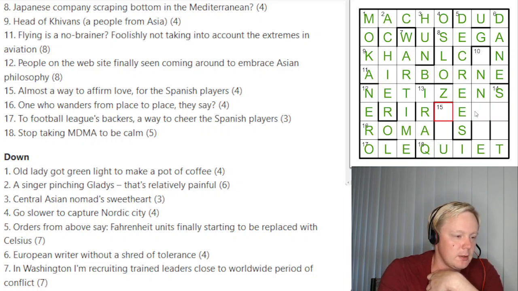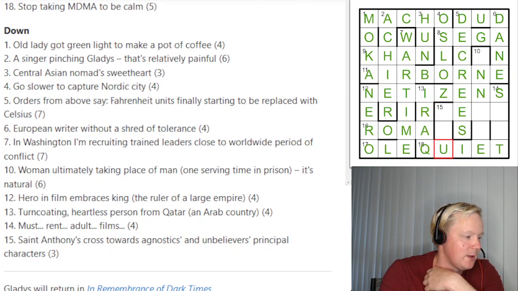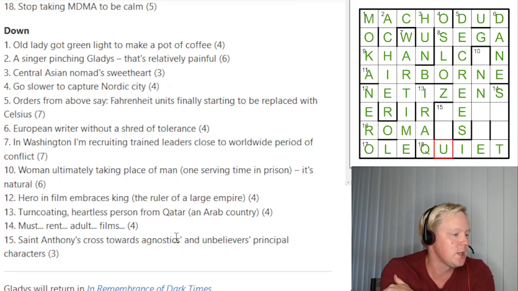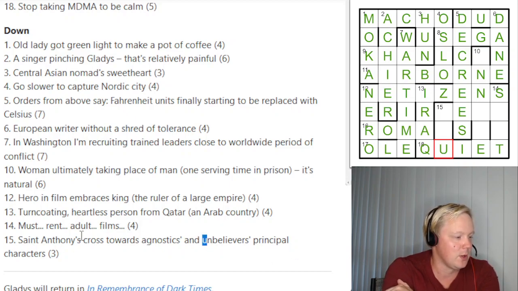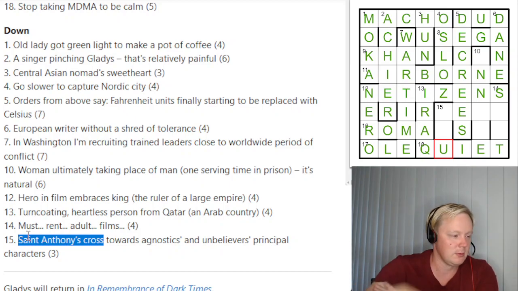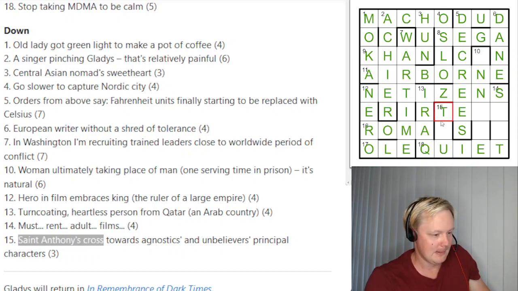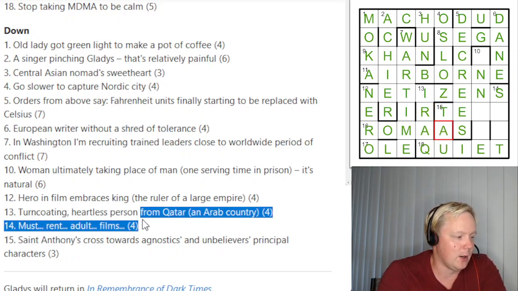We are going to come back to that because I don't remember what the answer is here. So this should be easier. This 15 down: Saint Anthony's cross towards agnostics and unbelievers is principal characters. Well, towards agnostics and unbelievers is. So these starting letters spell out TAU, and that fits this U here. And if you look up Saint Anthony's cross, that is the tau cross, the sort of cross that's missing the top part. That looks like a Greek letter tau.